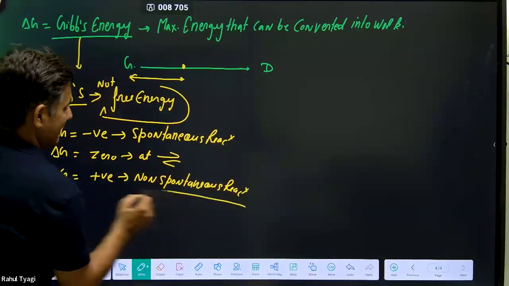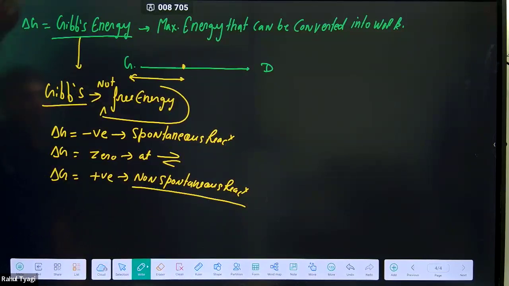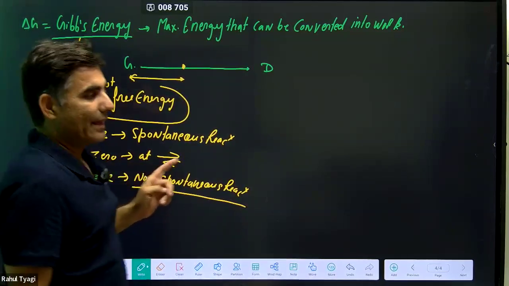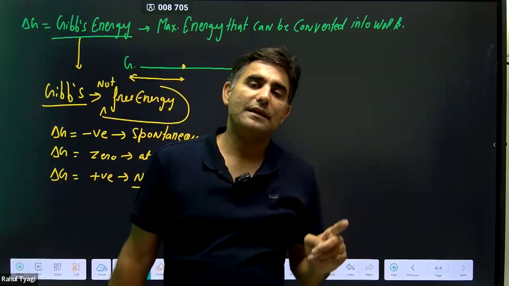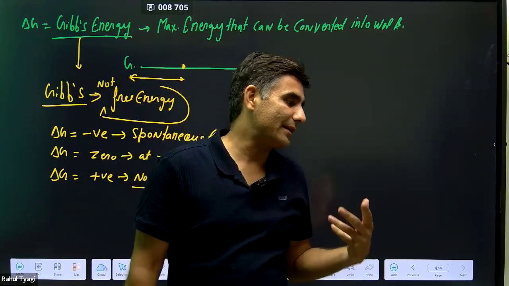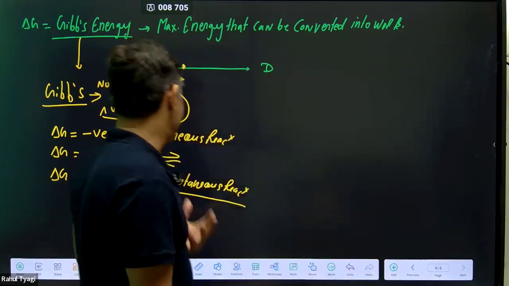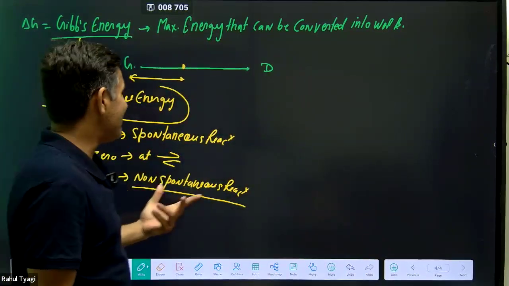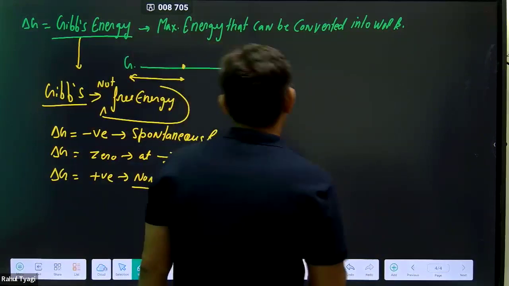Non-spontaneous reaction. Delta G will be negative for a spontaneous reaction. If delta G is 0, we can say the reaction is at equilibrium. If delta G is positive, we can say it's a non-spontaneous reaction.